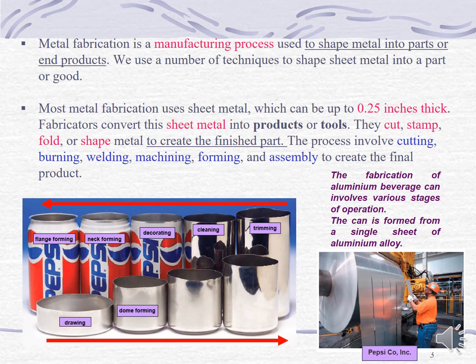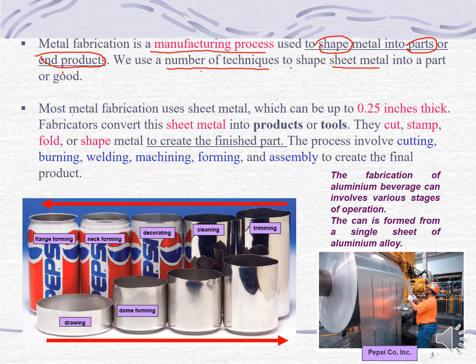Metal fabrication techniques are a manufacturing process which is used to shape the metal into parts or end products. We use a number of techniques in order to shape a sheet metal into a final product.